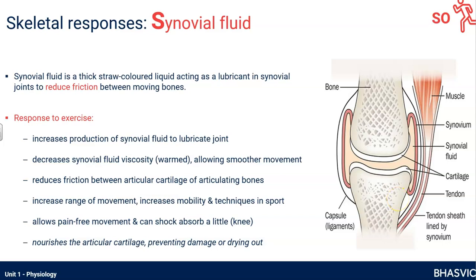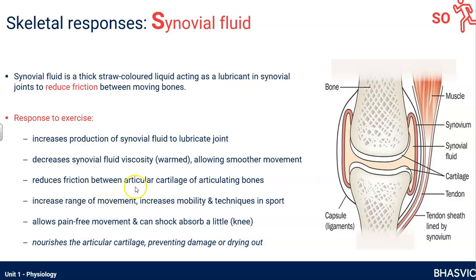Also, because typically when we exercise, tissues are warmed, so is the synovial fluid. And what that does, that warm fluid becomes more runny, becomes less viscous. So we decrease the fluid's viscosity. That means thickness, making it more runny. And because it's more fluid and more runny, we have smoother movements at that joint.